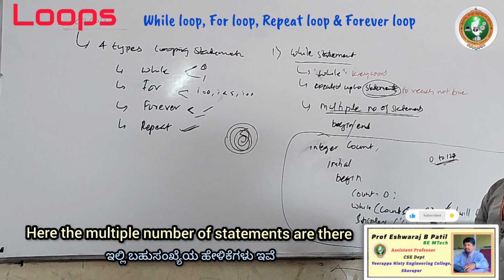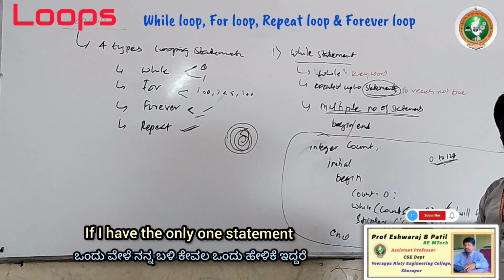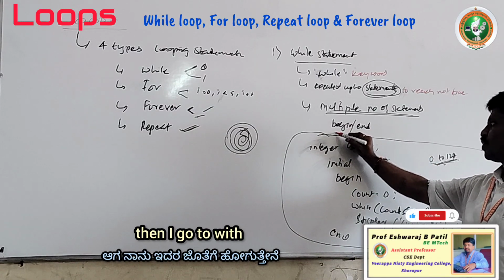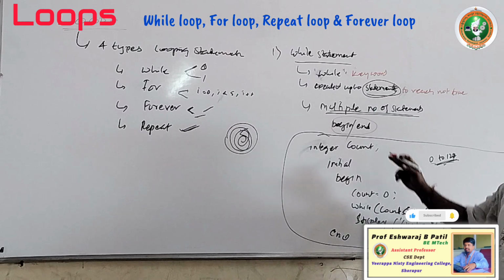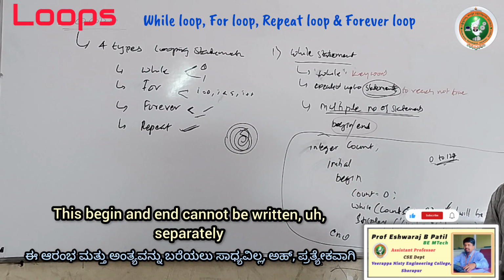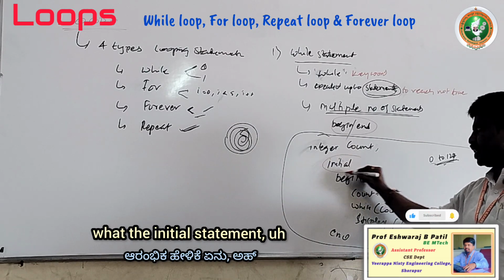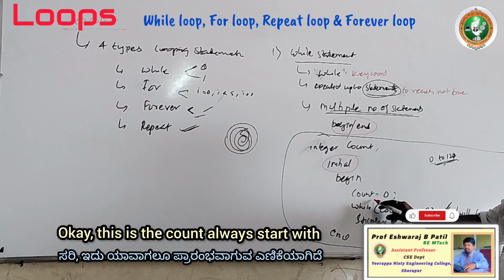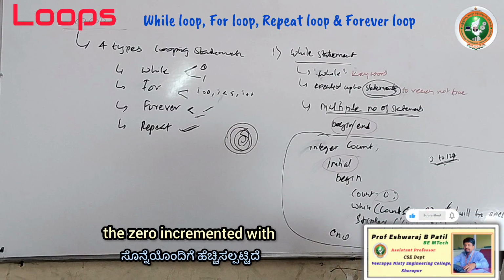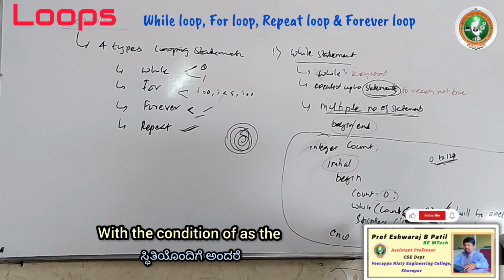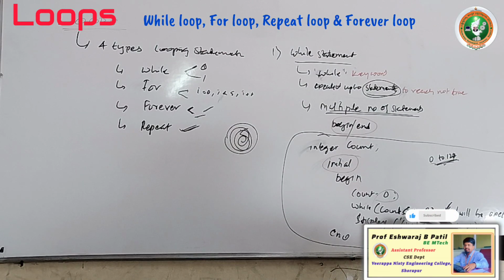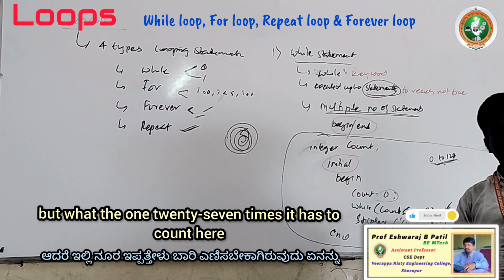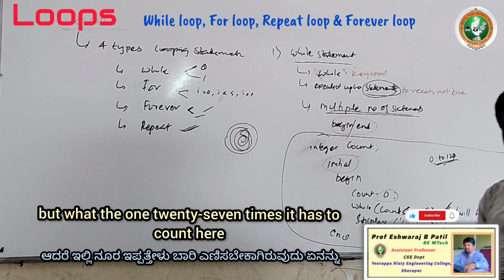Here multiple statements are there. If I have only one statement, then I can go with the single. If I have multiple statements, then I go with begin and end. This begin and end cannot be written separately, so I go with the initial statement, writing the program in the behavioral module. The count always starts with 0, incremented by 1, with the condition that it has to be less than 128. Less than 128 is nothing but 127 times it has to count here.